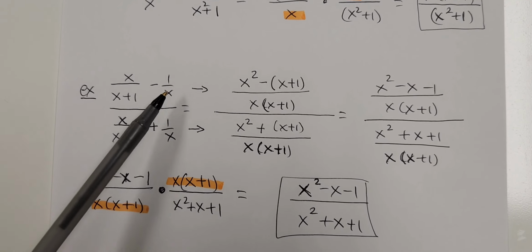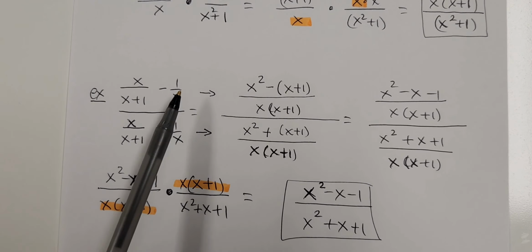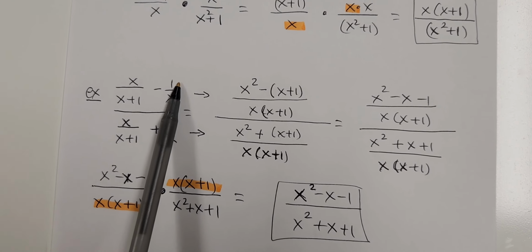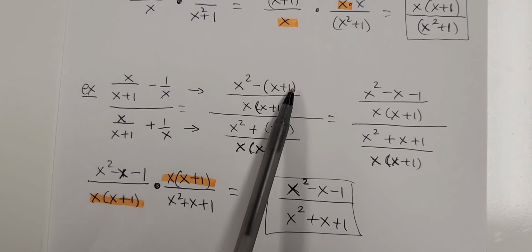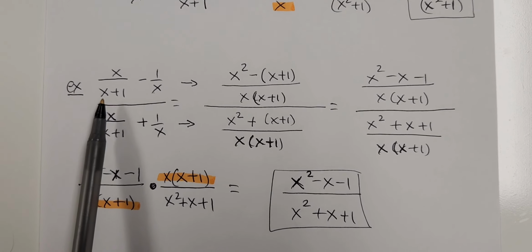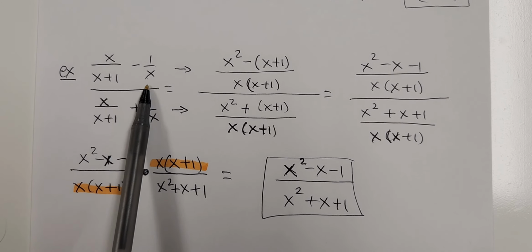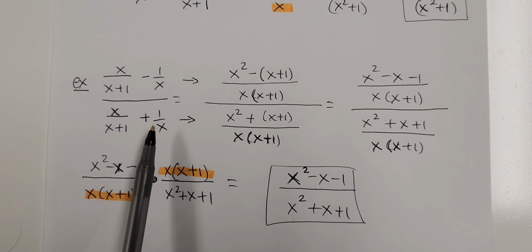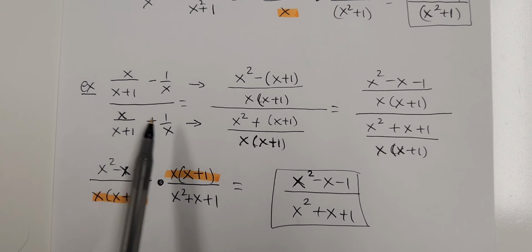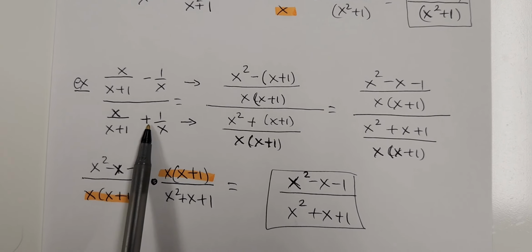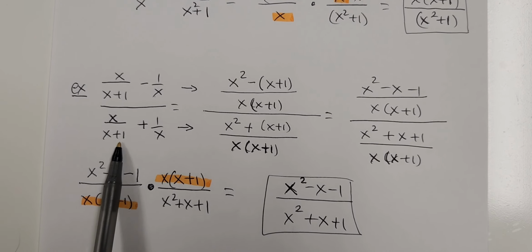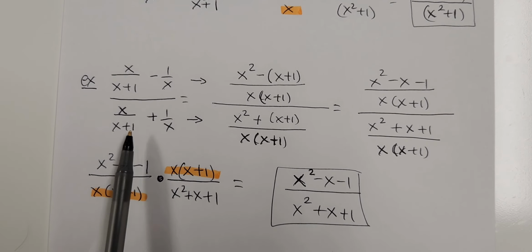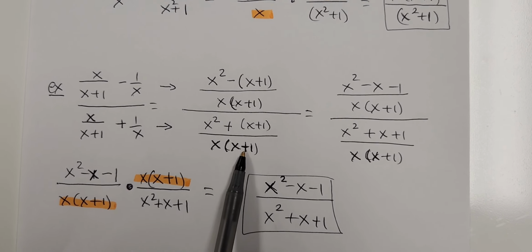Again, x times x gives me this x squared. Don't forget this minus. Okay, x plus 1 times 1 is this x plus 1. Under multiply, I have x plus 1 times x is this here. Repeat that same procedure for the bottom. So x times x gives me x squared, plus x plus 1 gives me 1, that's here, and then x plus 1 times x gives me this part right here.